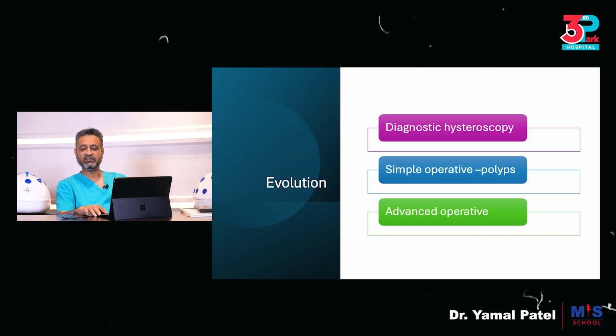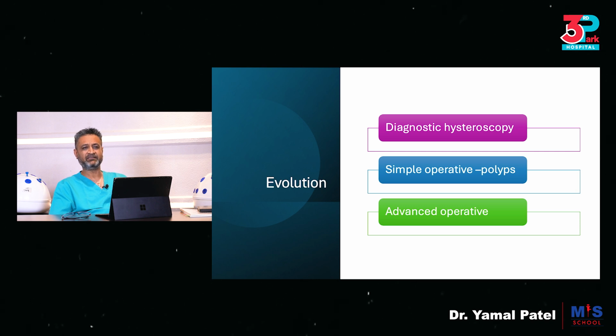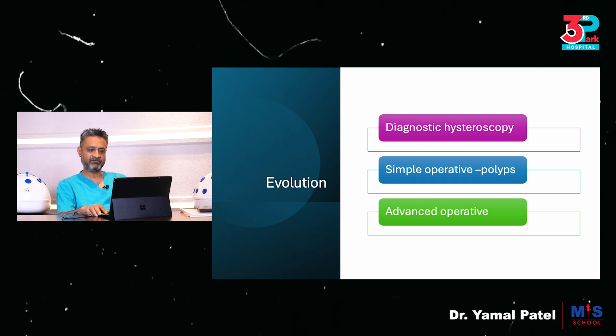Today we're going to be talking on a separate topic about operative hysteroscopy. Operative hysteroscopy is something that has evolved over time. If I look at the evolution of hysteroscopy, it started off as initially diagnostic hysteroscopy, and then it moved to simple operative procedures like polyps and retrieval of lost IUCDs and diagnostics, plus maybe sometimes biopsies. But then after that, it went to advanced operative.